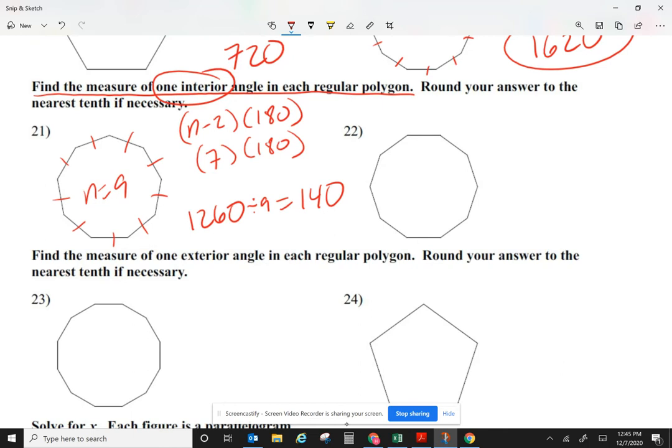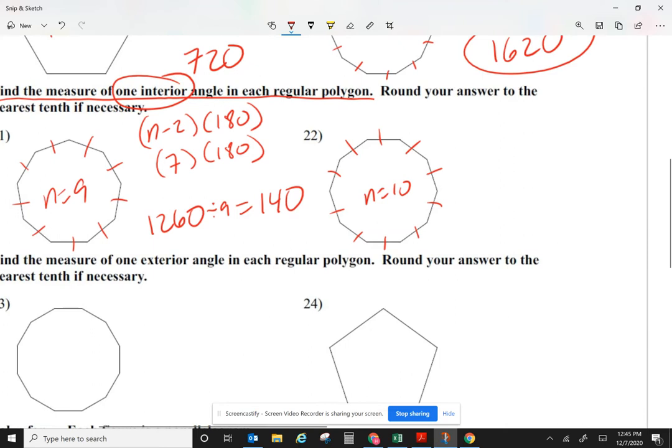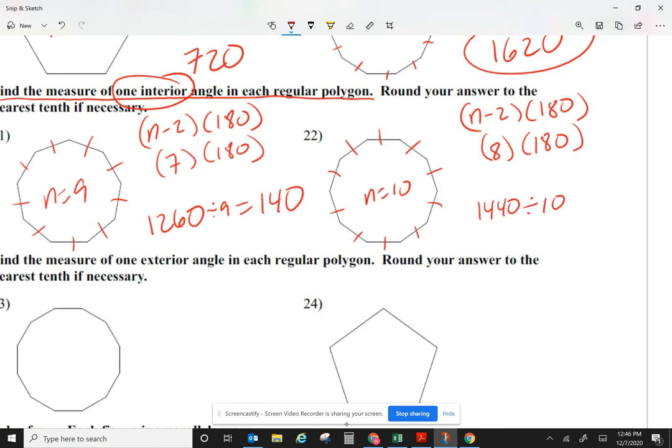Number 22. I have 1, 2, 3, 4, 5, 6, 7, 8, 9, and 10. There are 10 sides. Remember the formula for me to know how much all of them add up to is n minus 2 times 180. So I'm just going to go 8 times 180. 8 times 180 is 1,440. All of them is 1,440. I want to know how much is one of them, so I'm going to divide this by 10. In my case, I have 144.